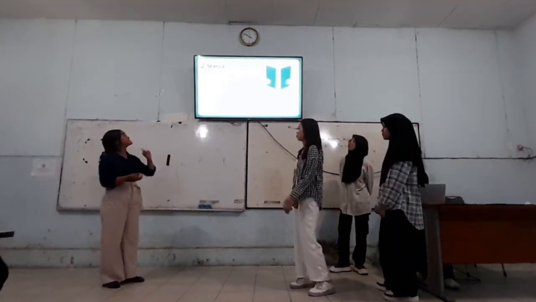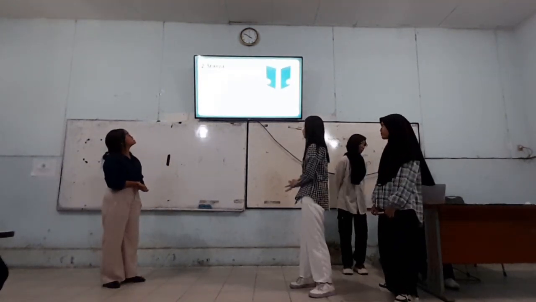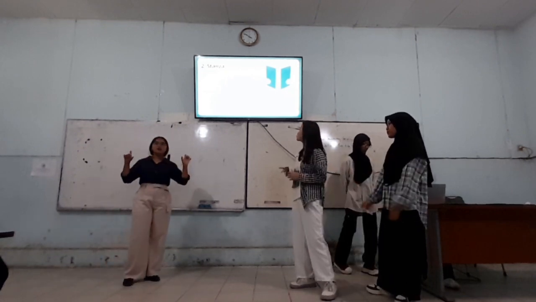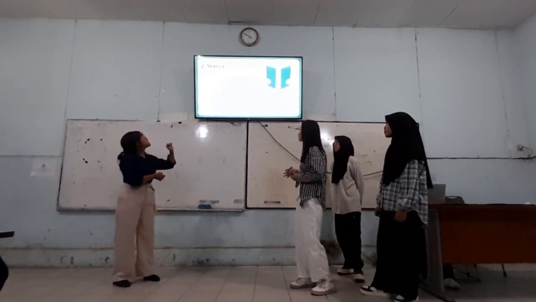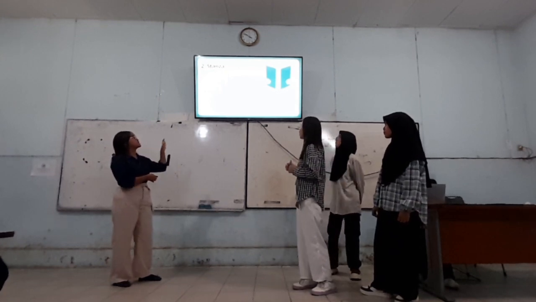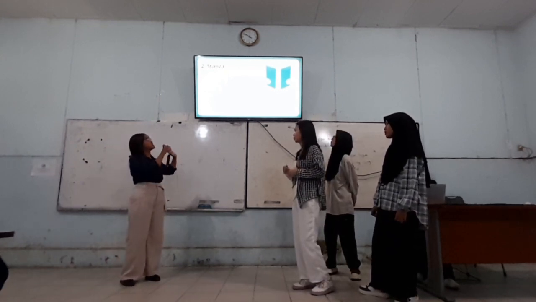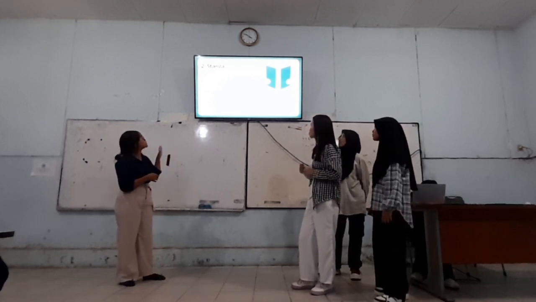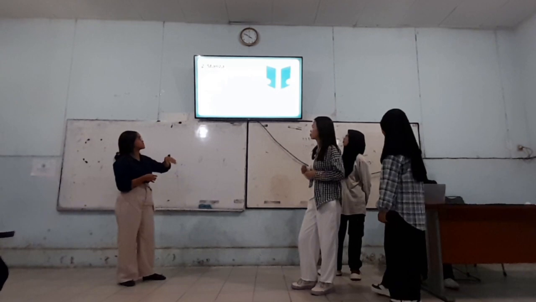Okay, the next is stanza. Stanza is a group of lines separated by space. So stanza is the line from the poem. And then stanza has types. The first one is couplet. Couplet is 2 lines of poetry. And this is the example from Romeo and Juliet by William Shakespeare.